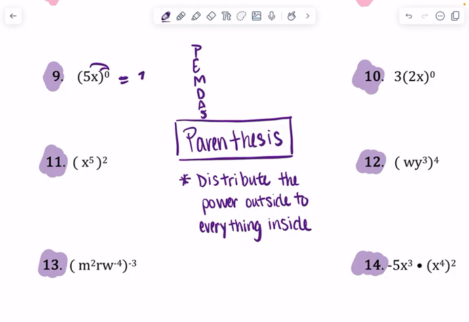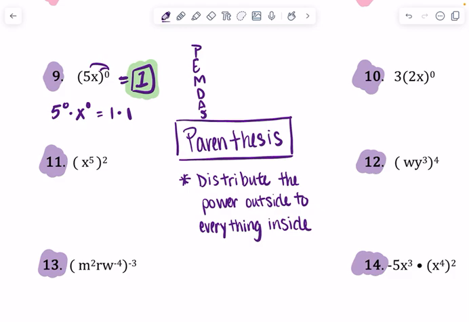But for number 9, no multiplying, just everything raised to that 0 power. So I kind of know already that it's going to equal 1, but even if you did distribute that exponent in there, you would get 5 to the 0 power times x to the 0 power. Both of those would be 1. 1 times 1 is 1. So anything raised to that 0 power is going to equal the value 1.